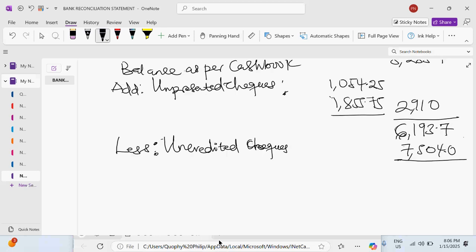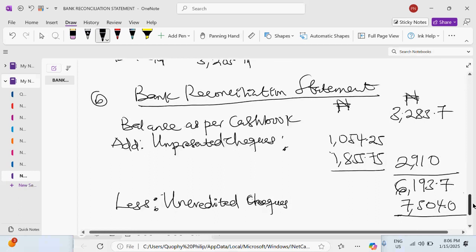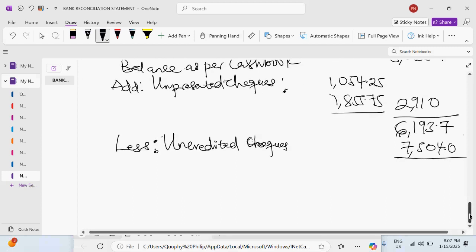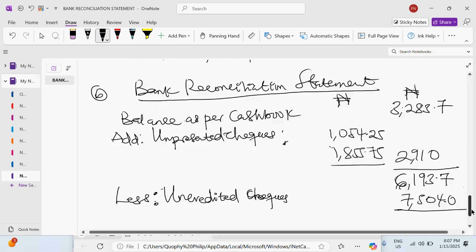Sir, please, what did you add to get the 6193.7? I added these two figures, look at these two figures, and I had 2910. Look at the statement: the balance as per cash book, add unpresented checks to that balance. This is the total. If you add it to this, you are getting the 6193.7. Then the format says less uncredited checks.